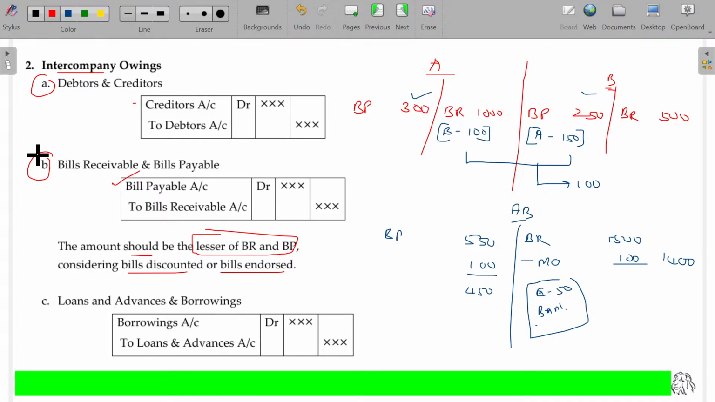And then the third one is all about loans, advances and borrowings. The same. This is similar to the debtors and creditors, so I need not explain this. The loan is usually a liability, advances may be the asset. So advances, an asset, are cancelled by crediting and loan is cancelled by debiting. So borrowings or loans are debited, and loans and advances considered as an asset are credited. Okay, clear? Hope you could now understand the intercompany owings logic.